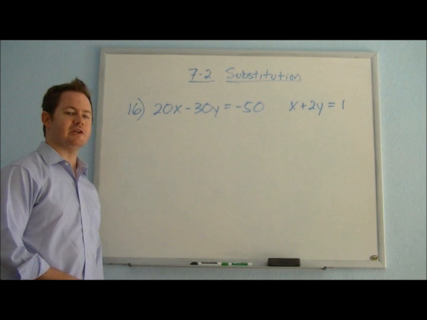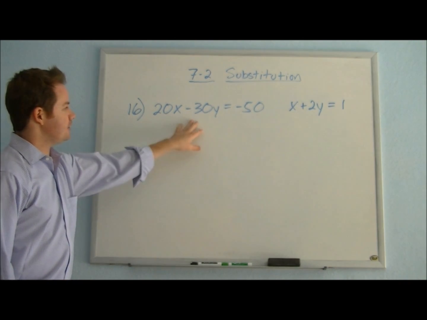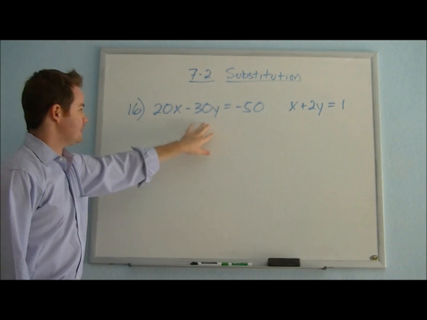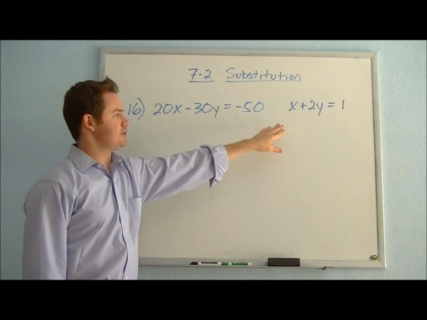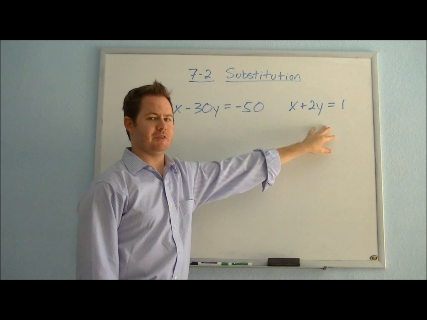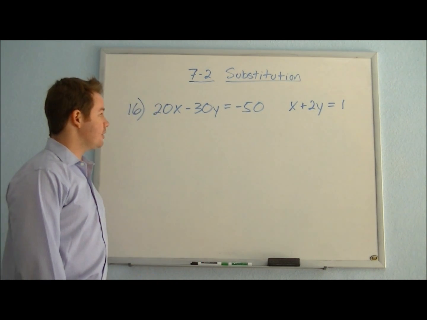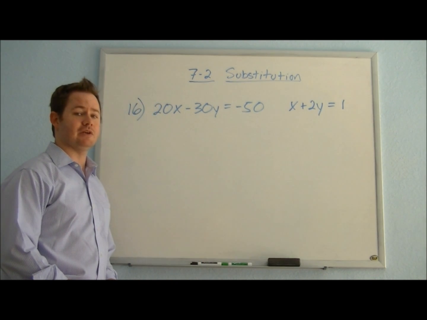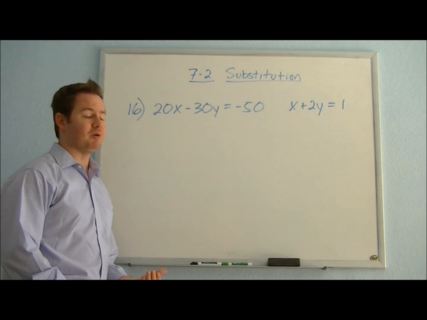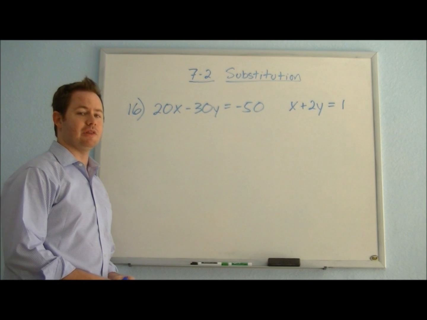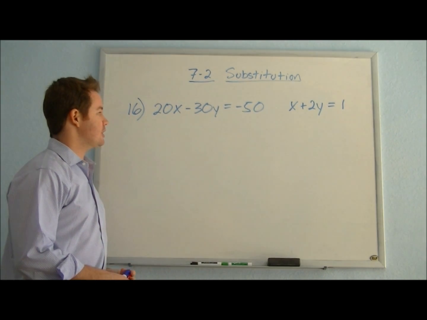So why is 16 slightly tougher? Well, if we take a look at these two equations, we see 20x minus 30y equals negative 50, and we see x plus 2y equals 1. So unfortunately, neither equation has a variable by itself. So we need to first isolate a variable, meaning get the variable by itself, for us to be able to think about substituting it into the other equation.